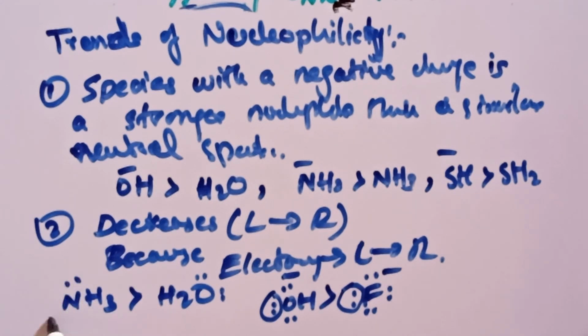Is it clear? Because nitrogen does not have as high an electronegativity as oxygen. So that's why nucleophilicity decreases from left to right in the periodic table. I hope this point is clear.